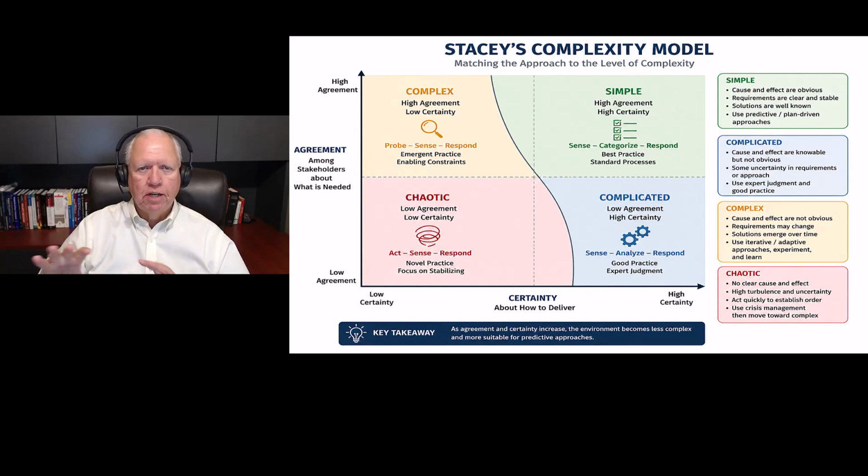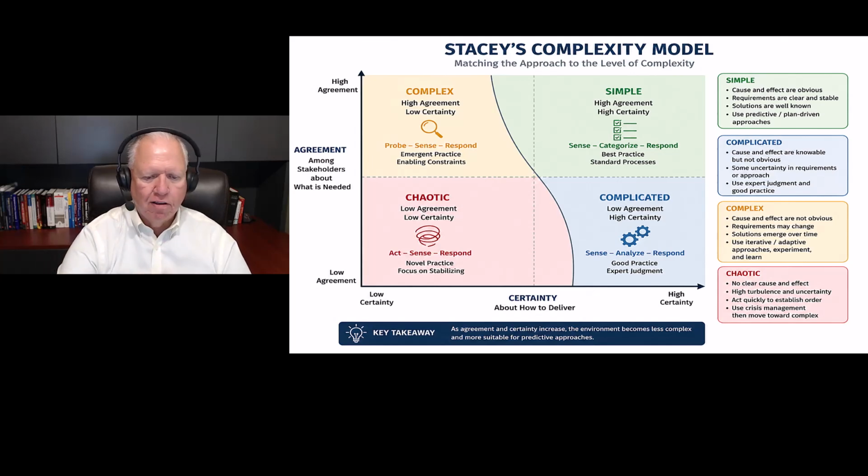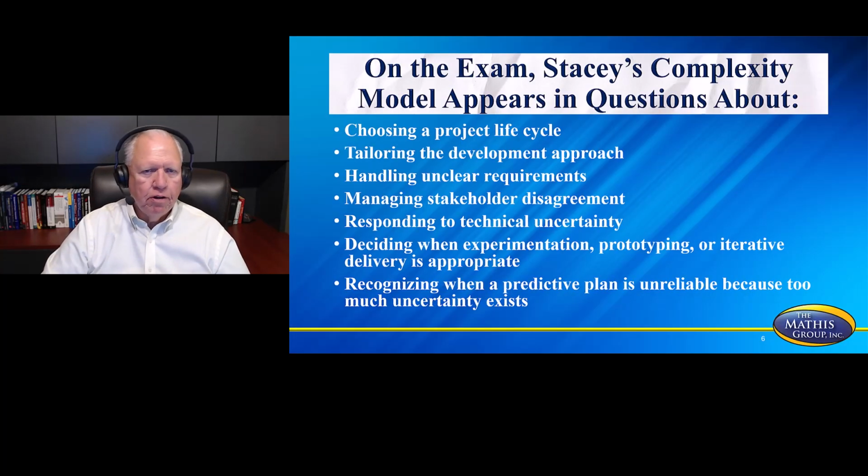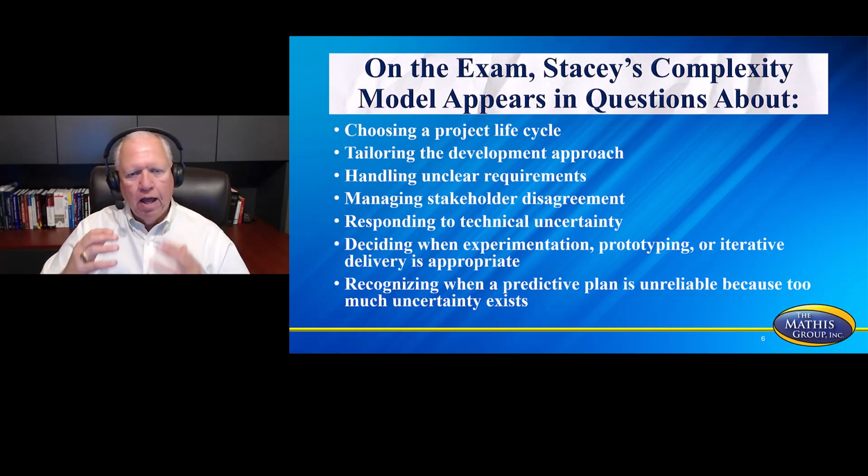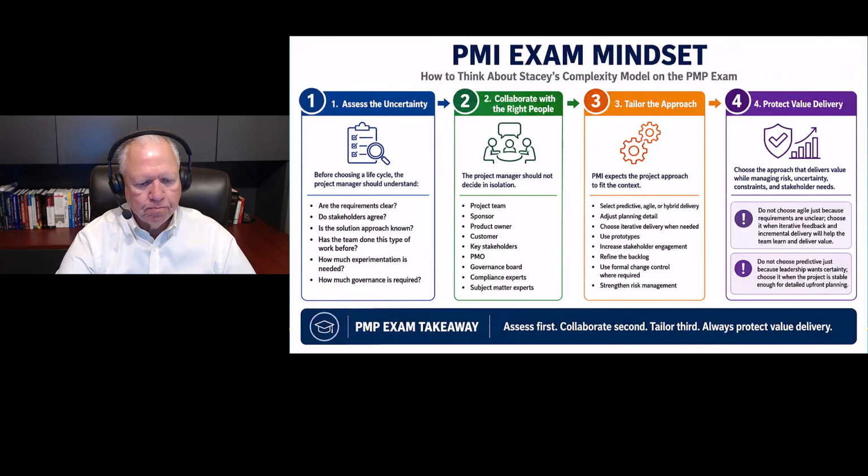And then, of course, spend a little bit of time with this because this is one of the models that does come up on your test under the assessments. On the exam, the Stacey complexity model appears in questions about choosing a project lifecycle, tailoring the development approach, handling unclear requirements, managing stakeholder disagreement, responding to technical uncertainty, deciding when experimentation, prototyping, or iterative delivery is appropriate, and recognizing when a predictive plan is unreliable because too much uncertainty exists. So they can put this model into a lot of different types of questions for you.